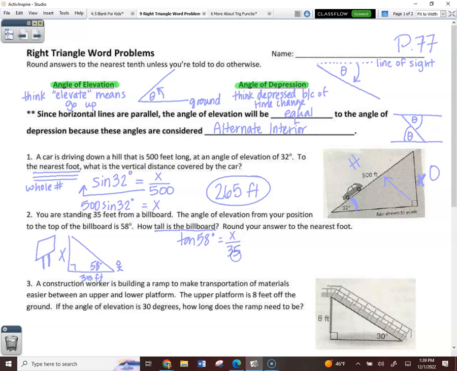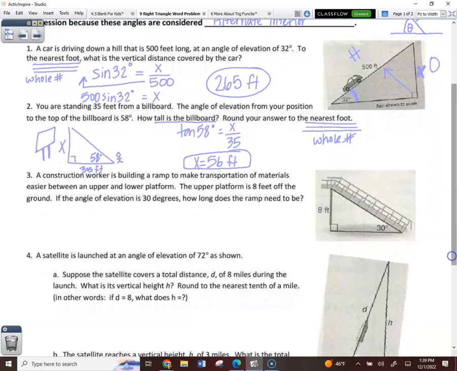And again, it does say go to the nearest foot, which means whole number. Well, let's all say it as class. What did we get? 56. Sorry, 56 feet. Let's go to the next one.